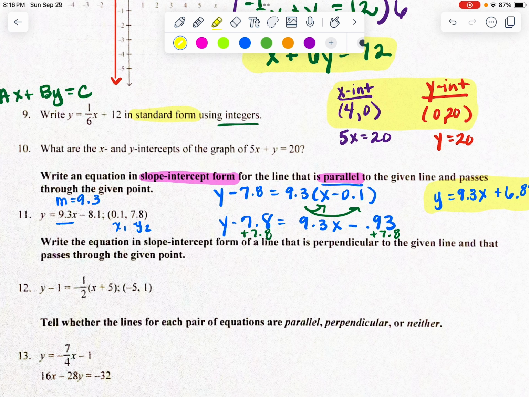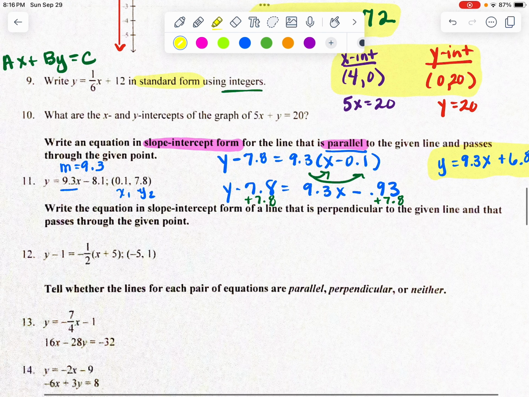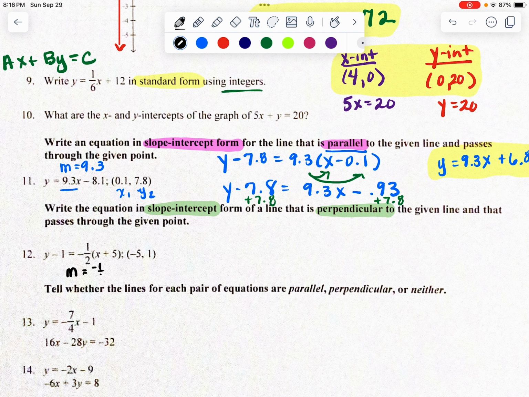And then number 12, this time we're doing the same thing, but different. Again, we're writing it in slope-intercept form. This time we want a perpendicular slope. And if you'll notice, obviously this equation happens to be in point slope form. So I know the slope of this line is negative 1/2, because, again, that's point slope form, the number in front of the parentheses. But that's not the slope I want to use.